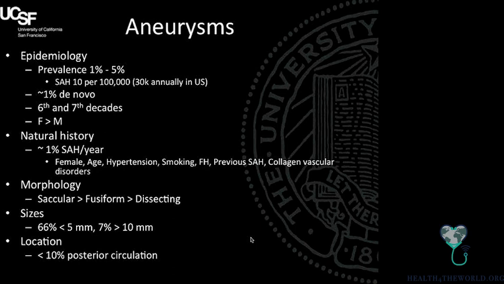In terms of history of bleeding itself, there are many different retrospective studies that have looked at the growth and then the bleeding rate of aneurysms, and these are a few of the factors that we associate with aneurysmal bleeding: increasing age, hypertension, smoking, family history, previous subarachnoid bleeding, and collagen vascular disorders such as Marfan's disease, Ehlers-Danlos, polycystic kidney disease, etc.